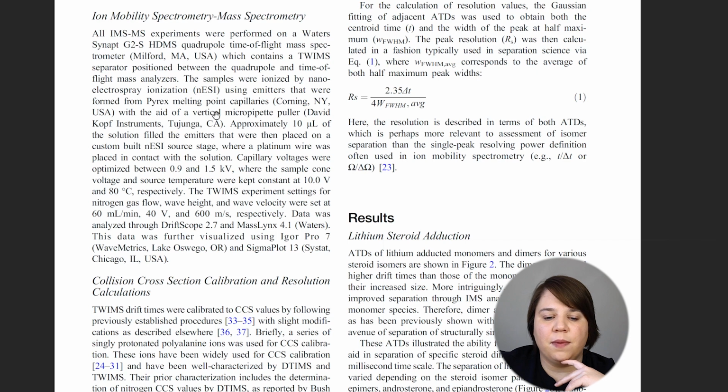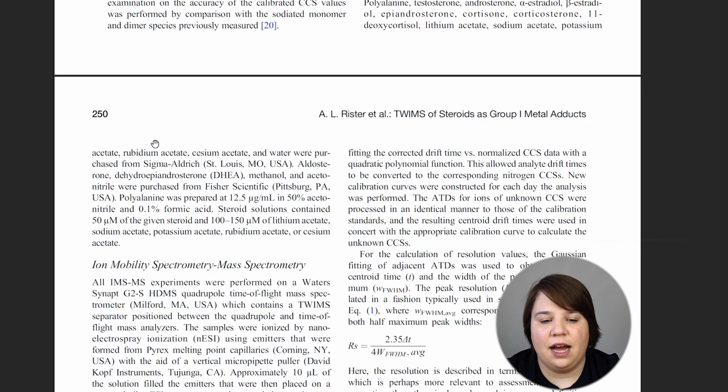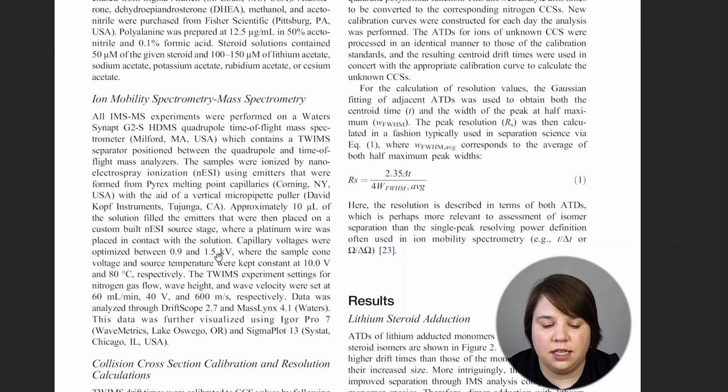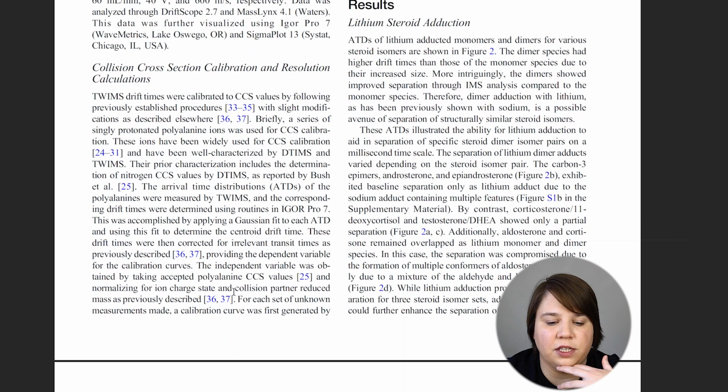And then, talking about how this data was further visualized, we could say something here to help lead into what we got from doing this. So we got a bunch of ion mobility mass spectrometry data, and now we can say that we're specifically going to use this data to understand the collision cross-section and separation. Saying what we're going to get leads really well into the next paragraph, because here I'm talking specifically about how to do collision cross-section calibration and resolution.